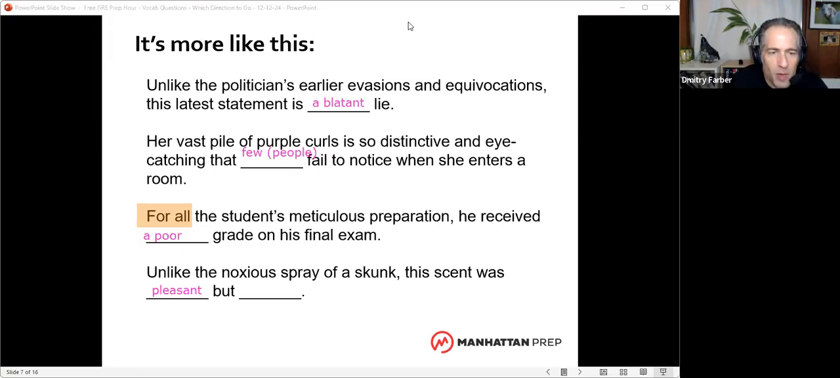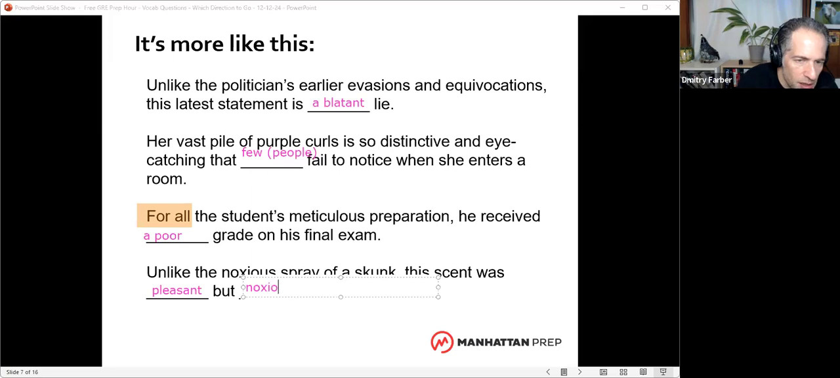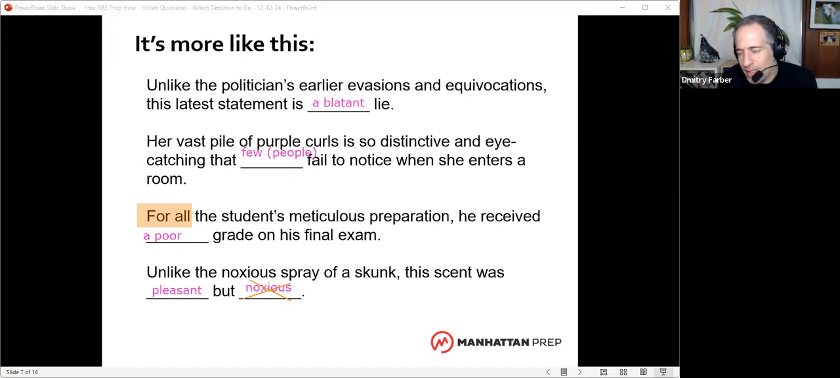Well, it can't go back to noxious because then it wouldn't be true. It was unlike the noxious spray, right? See if I put this in. If I say, unlike the noxious spray of a skunk, this scent was pleasant but noxious, then I'd be saying, unlike noxious, it is noxious. I can't do that. And it would have to still be pleasant. And something pleasant isn't noxious.